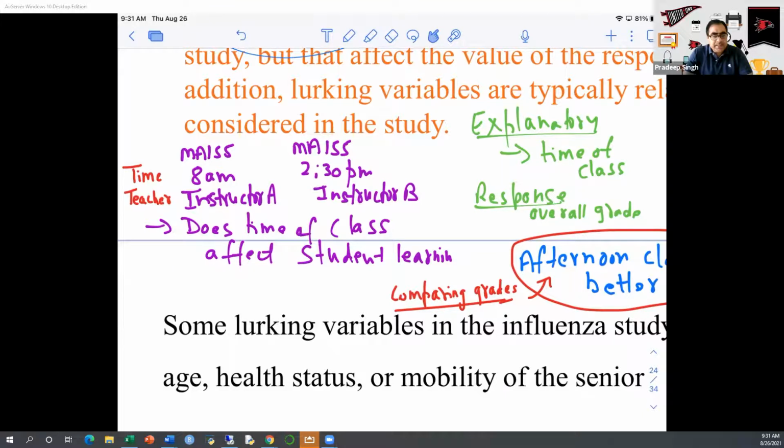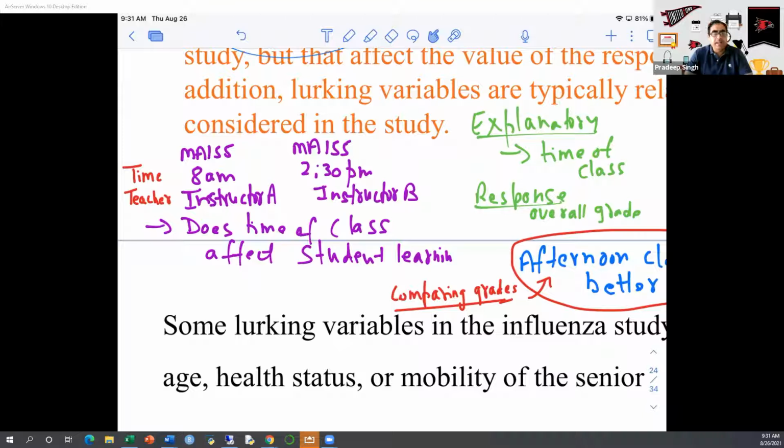So let's say we have MA155. So we have an 8 a.m. section and we have a 2:30 section, right? So we have a morning section and an afternoon section. The morning section is taught by instructor A. The afternoon section is taught by instructor B.